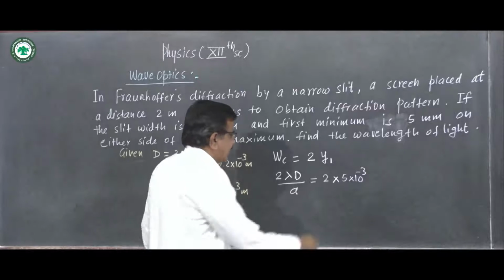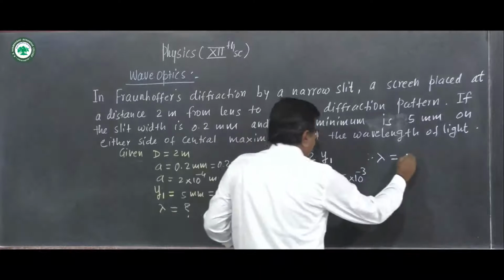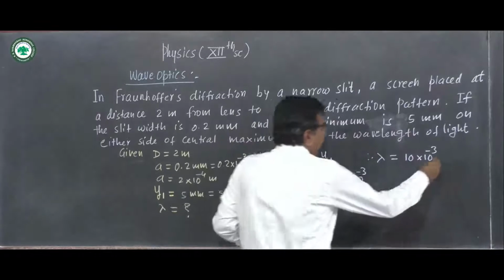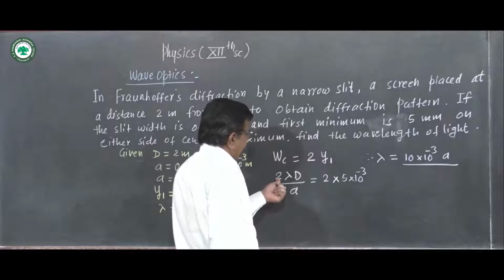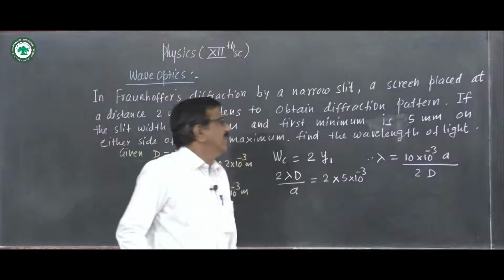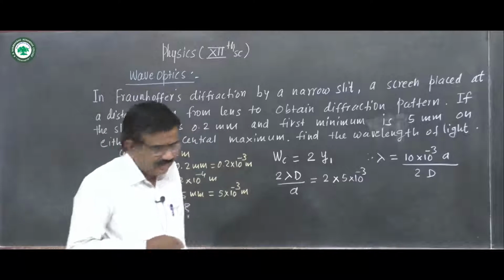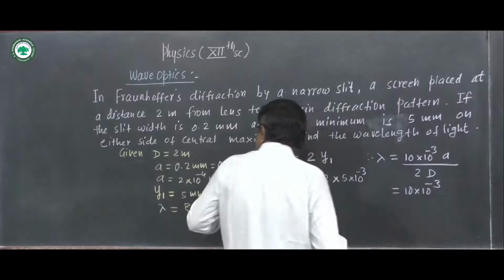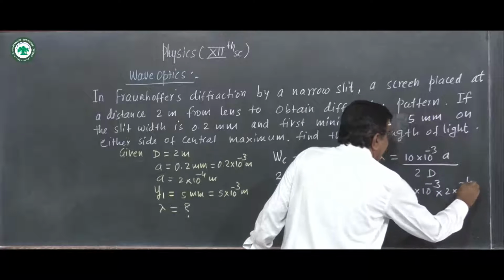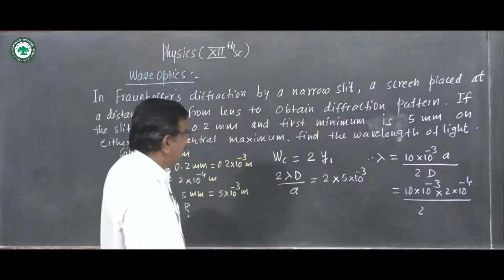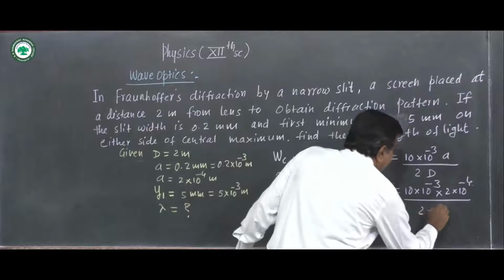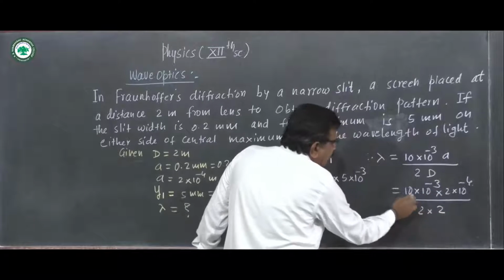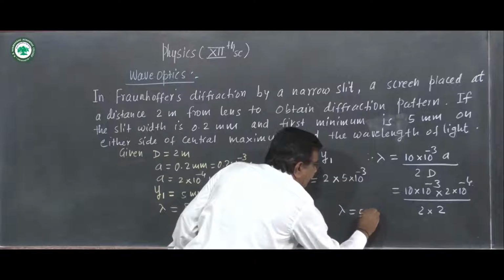Therefore this lambda is 2 into 5, that is 10, into 10 raised to minus 3, into a, divided by 2D. We simply substitute values here. 10 into 10 raised to minus 3, a is 0.2 into 10 raised to minus 3 or 2 into 10 raised to minus 4, divided by 2 into capital D, that is 2 into 2. This 2 cancels with this 2. 10 upon 2 is 5. So lambda is 5 into 10 raised to minus 7 meter.